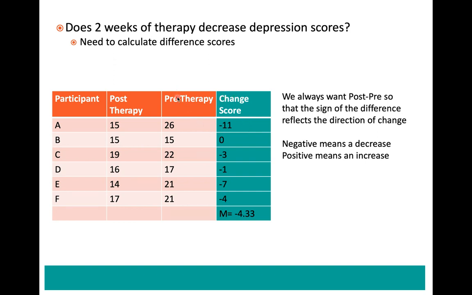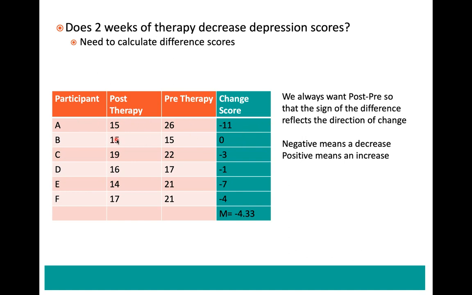Imagine if we did pre minus post. So for this person, we would flip these two numbers, and the math would be 26 minus 15, which would give us a positive 11. The math would all work out. It would be okay. It's just confusing because now this person has a positive change score. It's counterintuitive because they actually decreased, right? So what we would prefer is to keep things less confusing. So we do post minus pre, such that the change scores reflect the nature of their actual change.